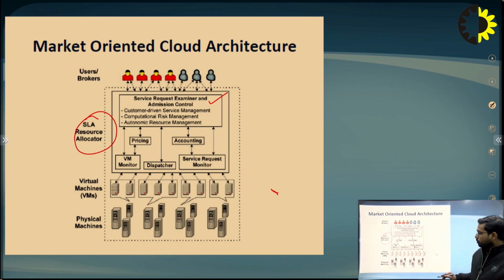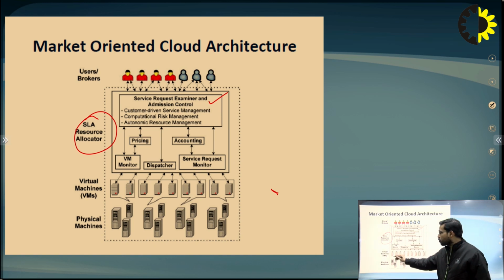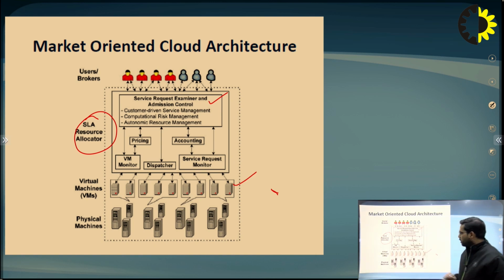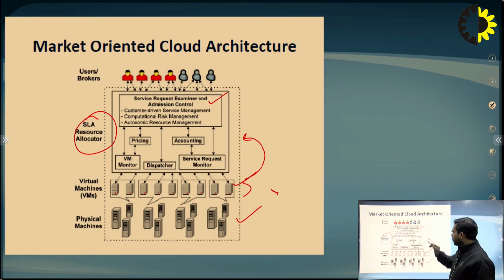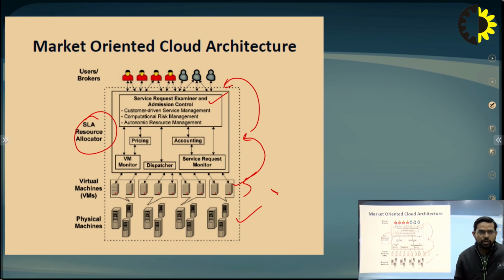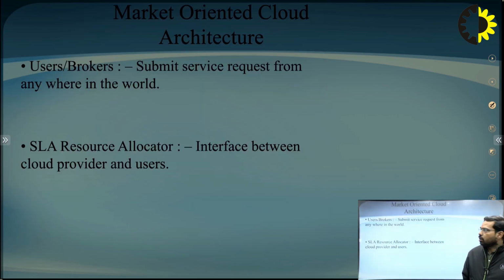Next, these are connected to the virtual machines. They represent the virtual machines, and these are the physical machines located on the location site. So these physical machines are connected to the virtual machines, and the virtual machines are provided to the users or brokers according to the user's need. If we are the user, then we are provided these machines. So there are different things in this market oriented cloud architecture.